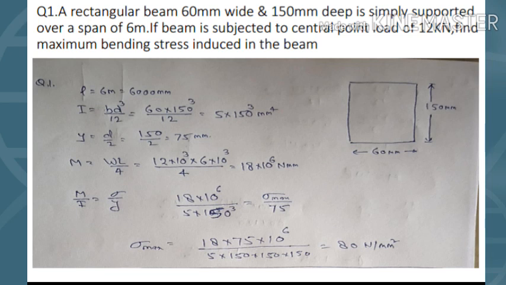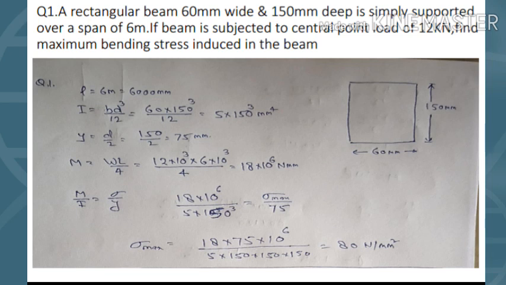A rectangular beam 60 mm wide and 150 mm deep is simply supported over a span of 6 meters. If the beam is subjected to a central point load of 12 kN, find the maximum bending stress induced in the beam. So in this question, first of all, we will see which type of beam this is. In the question, it is clearly mentioned that the beam is of rectangular section. Width and depth are given, so by using width and depth we can calculate moment of inertia Ixx and y.